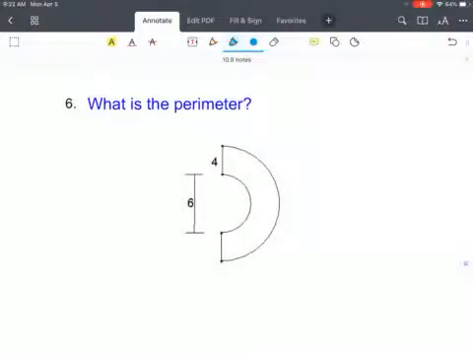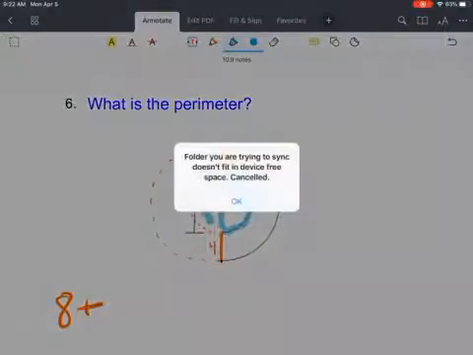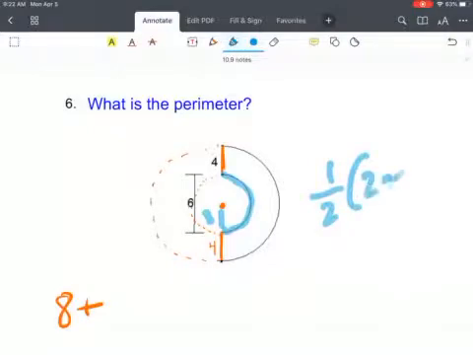For the perimeter of this figure, we have two semicircles, but they are different semicircles. So we have two straightaways that are both 4. So I know that the perimeter is going to be 8 plus something. The inside semicircle has a radius of 3. So for the little circle, it is half of 2 pi 3. So I'm going to get 3 pi.